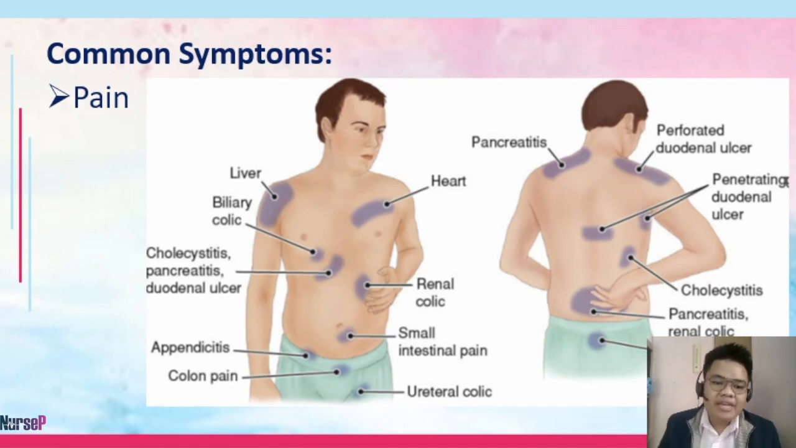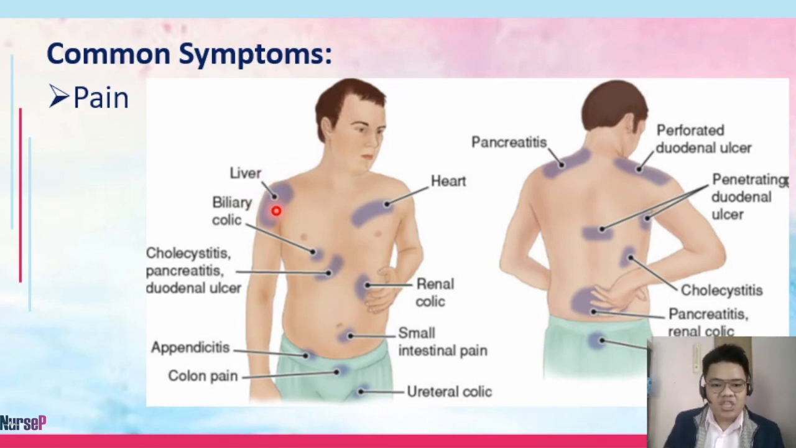Meaning it is a pain experience which is not directly related to the location of the primary site of injury or inflammation. One particular example is cholecystitis. If your patient is having cholecystitis, meaning inflammation of our gallbladder, if you can recall, your gallbladder is located on your right upper quadrant. Your patient will also be able to feel pain on the shoulder. You call this one referred pain.